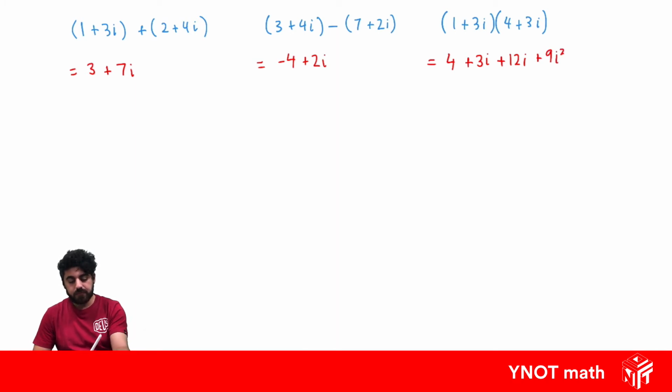Now, we define i as being the square root of -1, and if we square both sides, that means i squared equals -1. So we can go ahead and sub that in. So we have 3i plus 12i is going to give us 15i, plus 9 times i squared, which we know is -1. So we're going to have 4 minus 9, which is going to be -5, plus 15i.